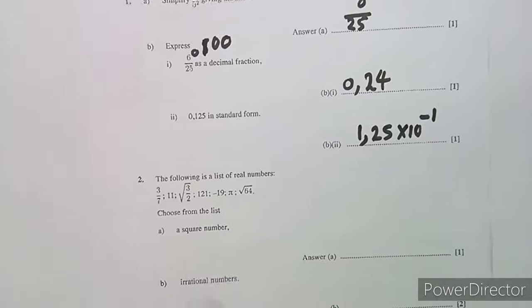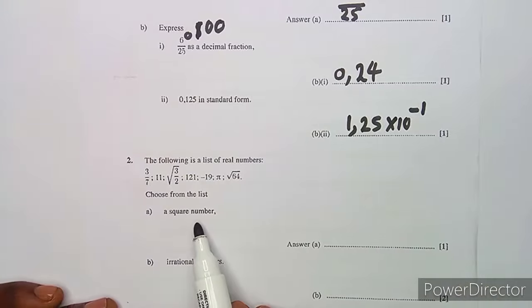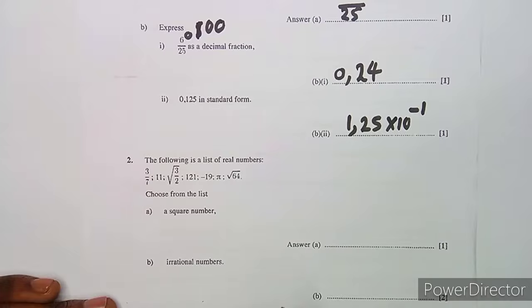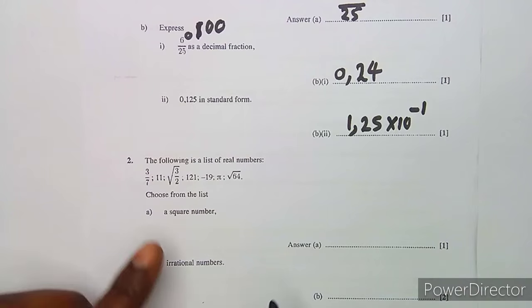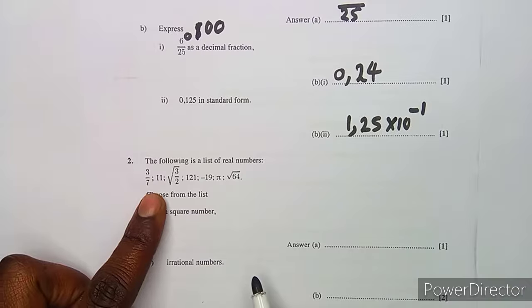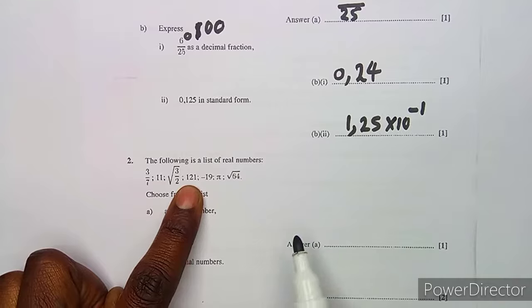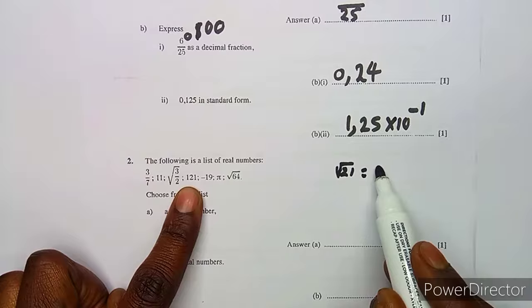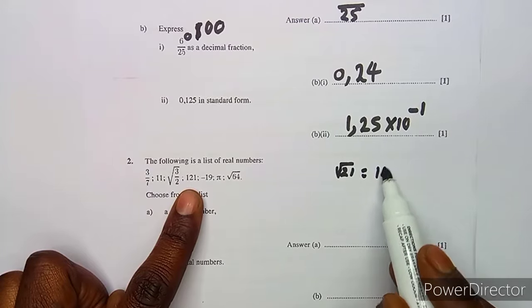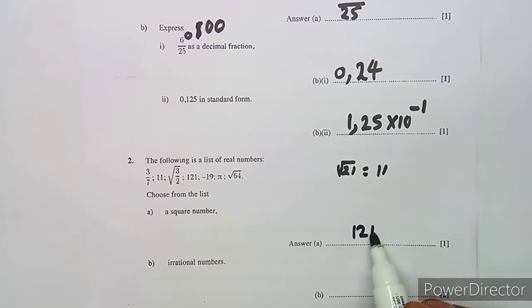Okay, then on number 2 guys, from the list of numbers that we're given, can we choose a square number? So remember, a square number is the one where we can obtain an exact value for the square root of that number. All right, so as we can see guys, square root of 3 over 7, we do not have anything. But if we cross-check square root of 121, we know that square root of 121 in this case gives us 11. So which means we've got a perfect square. This 121 is actually a perfect square.